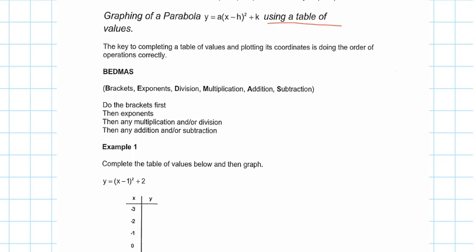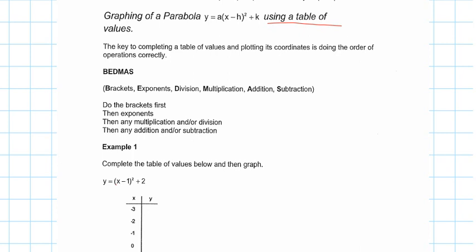Do you guys understand what BEDMAS stands for? BEDMAS represents brackets, exponent, division, multiplication, addition, subtraction. So first you do the brackets; whatever is inside the bracket, you have to simplify first. Then you do your exponent. Then you do multiplication or division, whatever appears first. And then you do your subtraction or addition.